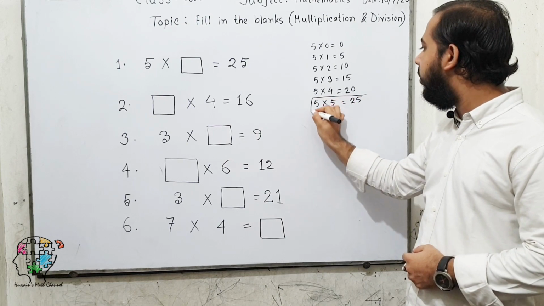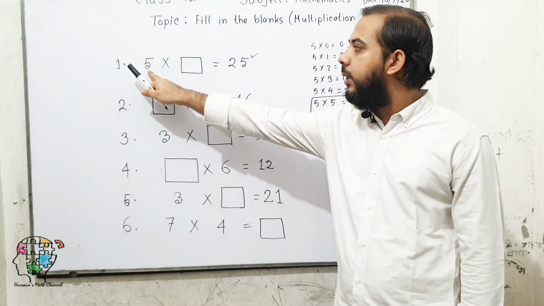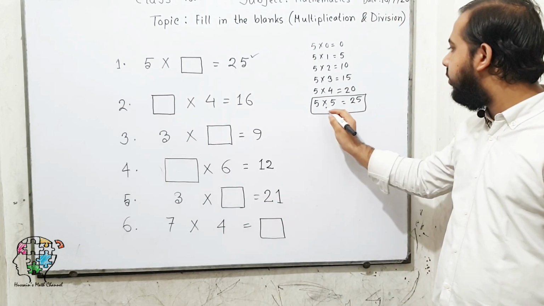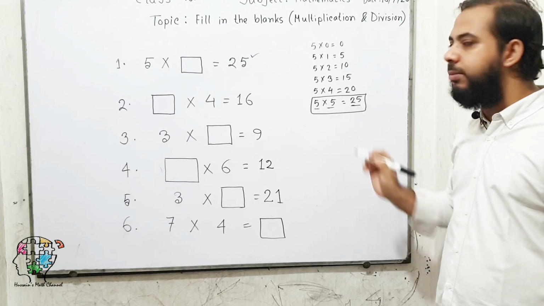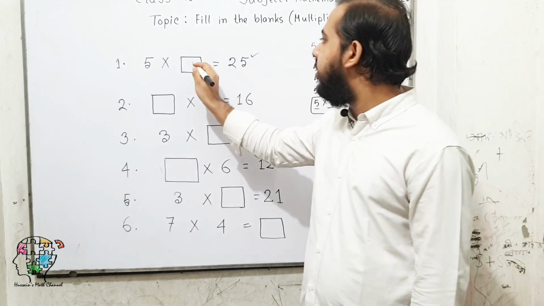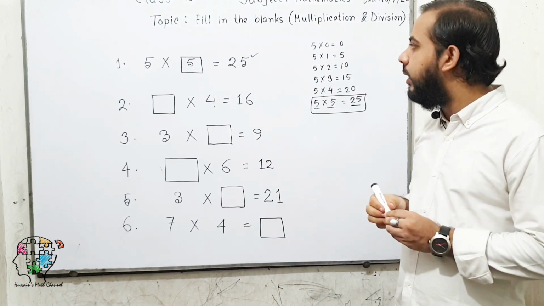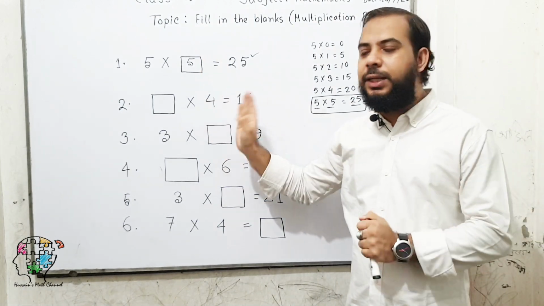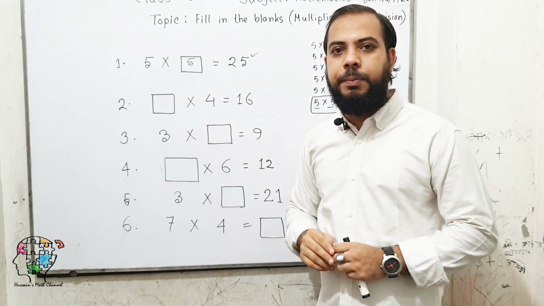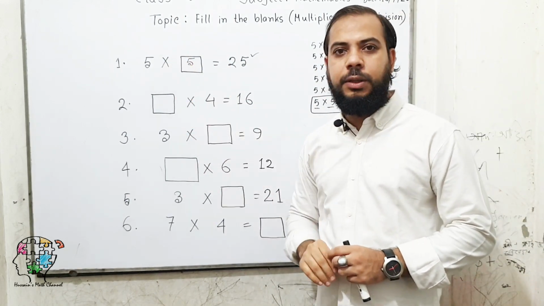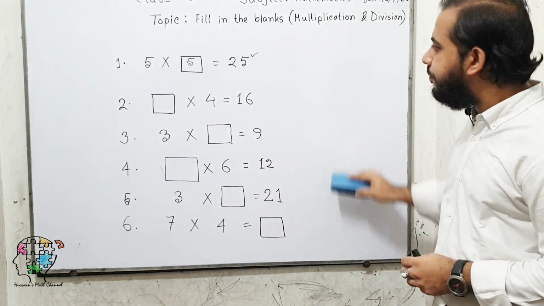So if you have to find 25, right, by doing the multiplication table of 5, when we multiply 5 by 5, we get 25. So the answer will be 5 here. You just read the multiplication table and then you can solve the blank for multiplications. All right. Now move on to the next question.